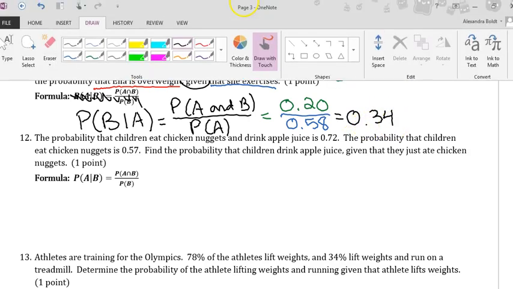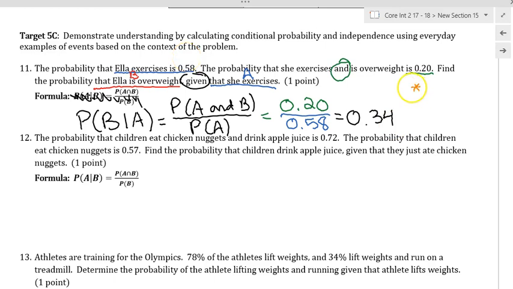One thing to keep in mind: this answer should always be less than 1. You cannot have a probability greater than 1. If it's greater than 1, it means you probably flipped your A and B. So that's a good thing to look out for.